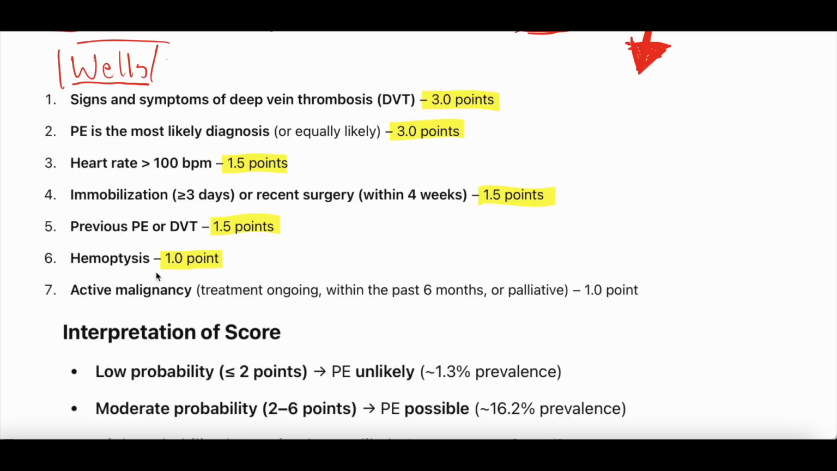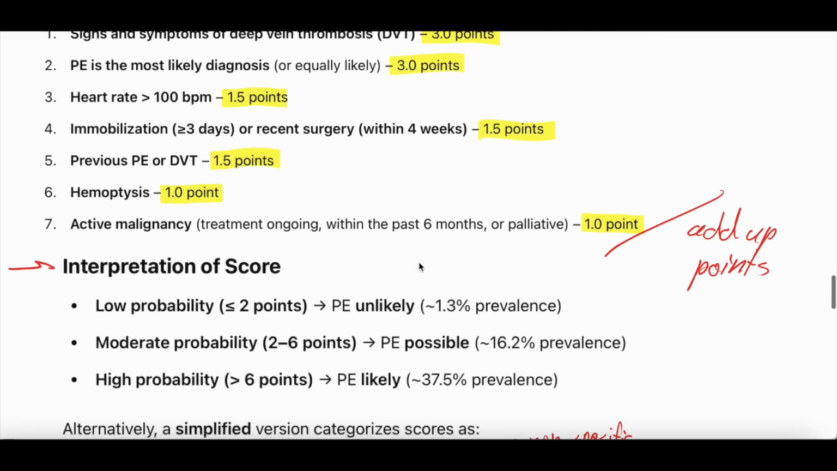Do they have hemoptysis or bloody sputum? And then is there active malignancy? What you do is, if someone has signs or symptoms of DVT, they get 3 points, and if they also have hemoptysis, they get 1 point. You essentially add up all the points that they have, and then you go to the interpretation of the score.